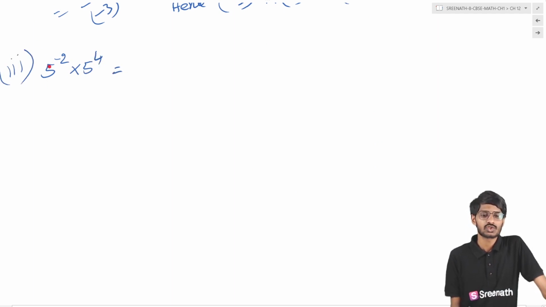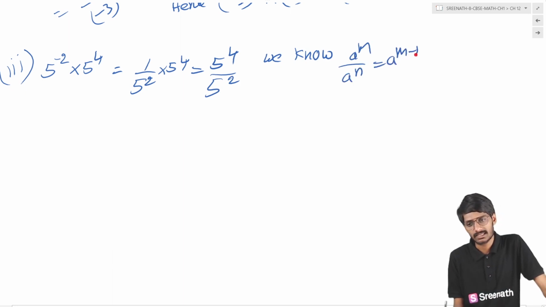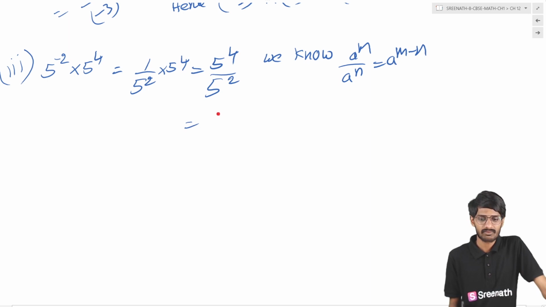Now we will do it. So 5 power minus 2 is 1 by 5 square into 5 power 4. We can write it as 5 power 4 by 5 square. So we know that a power m by a power n equal to a power m minus n. So we can write this as 5 power 4 minus 2. That will become how much? That is 5 square. Okay students, that will become 5 square.